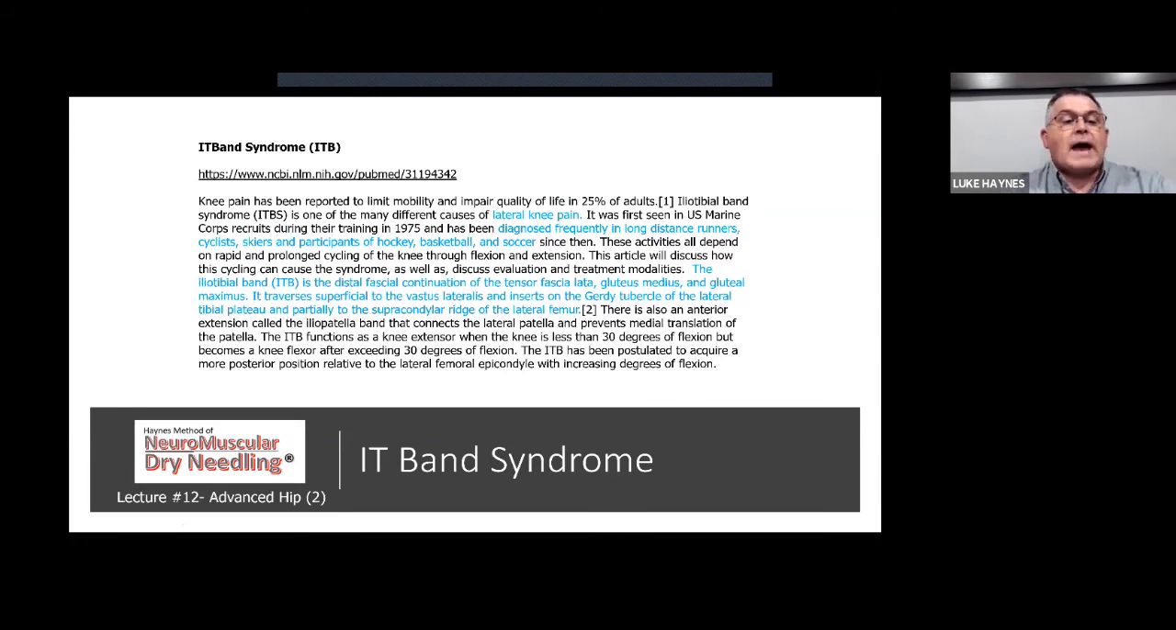So for IT band syndrome, we do tend to see that knee-wise in long distance runners, cyclists, skiers, hockey, basketball, soccer. The IT band is a continuation of the TFL, gluteus medius and maximus. It traverses superficial to the vastus lateralis, inserts into Gerdy's tubercle of the lateral tibial plateau, and partially to the supracondylar ridge of the lateral femur.